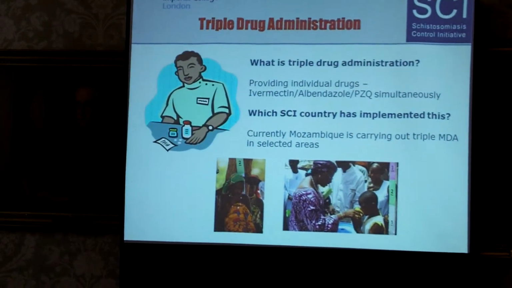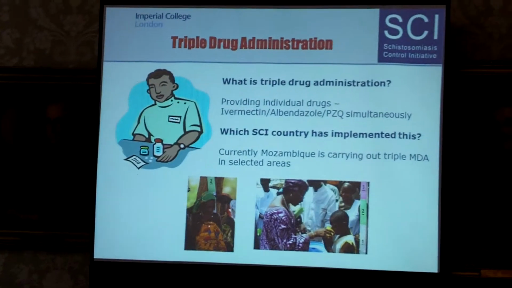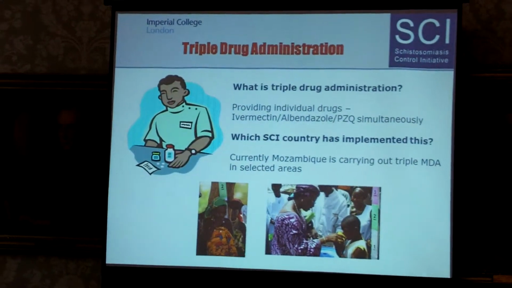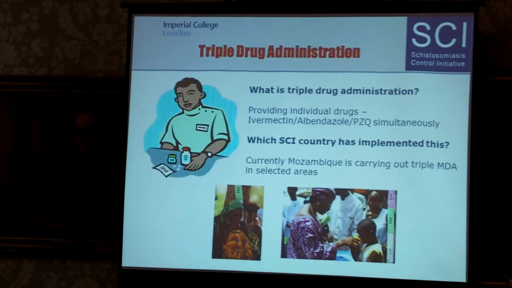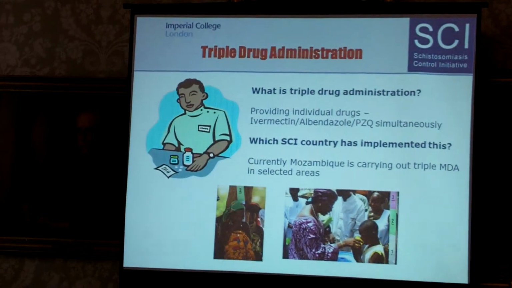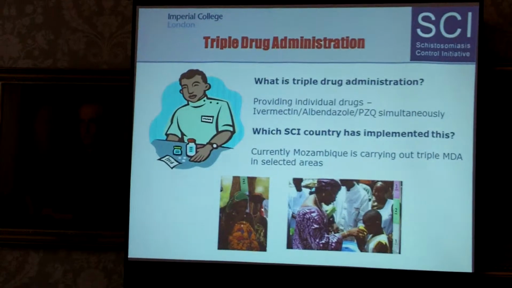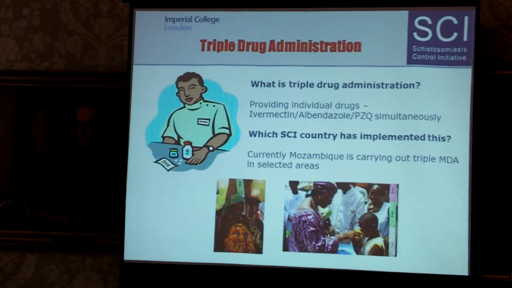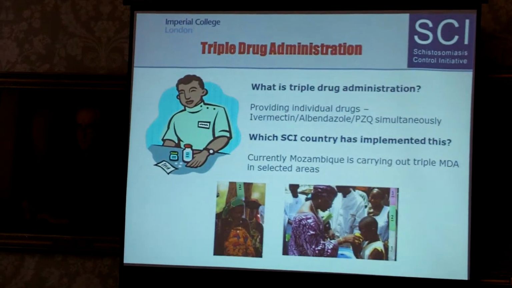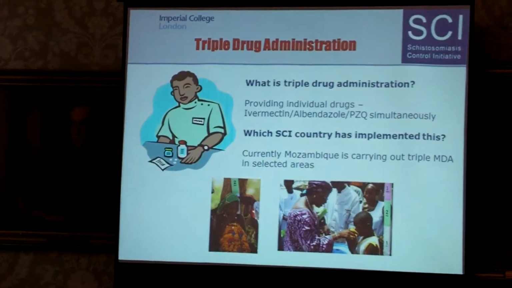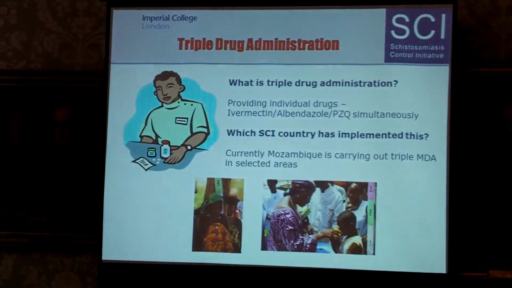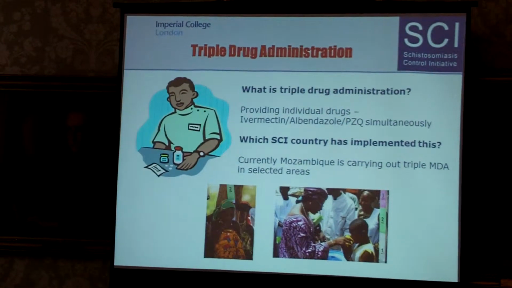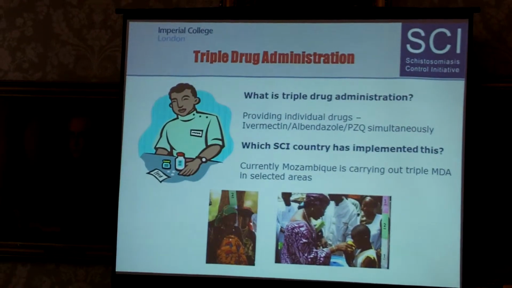So the next step of integration is triple drug administration. This is quite a new concept. It doesn't mean putting everything into one tablet. It means having all the tablets provided in one simultaneous go. So typically when I talk about the umbrella NTD program, you have 1 week of LF treatment, a week's holiday, a week treatment with praziquantel, a week's holiday, and a week's treatment for trachoma.